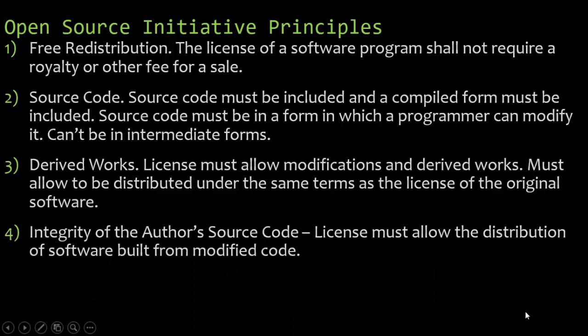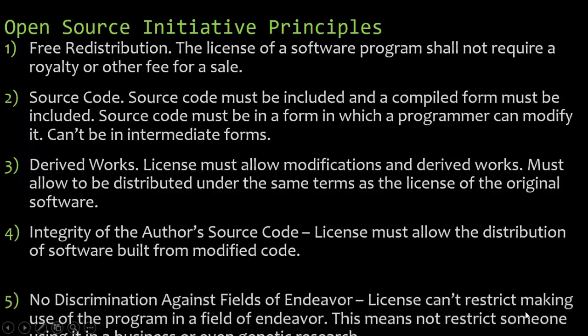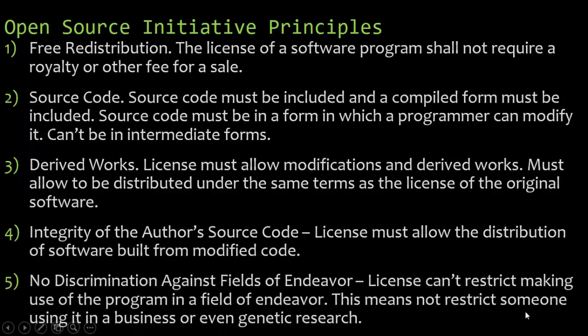Number 4, integrity of the author's source code. The license must allow the distribution of software built from modified code. What that means is if you modify the program, you're allowed to distribute it. Number 5, no discrimination against fields of endeavor. The license can't restrict making use of the program in a field of endeavor. This means you can't restrict someone using it in a business or even genetic research. If they want to use it, they can. That is the 5th principle.